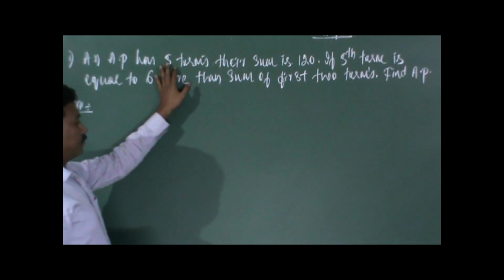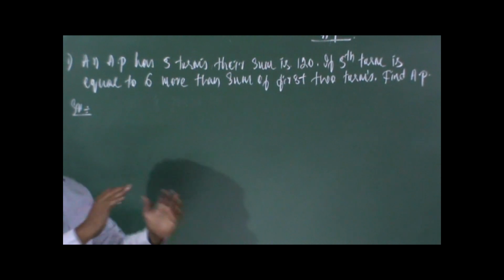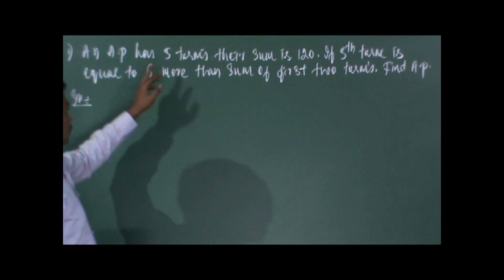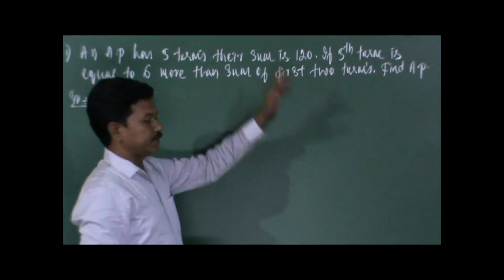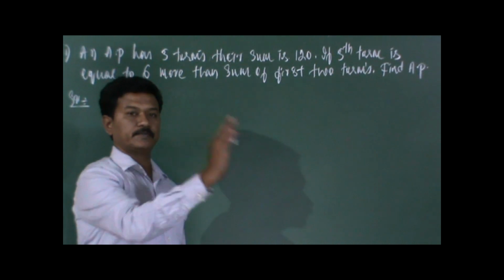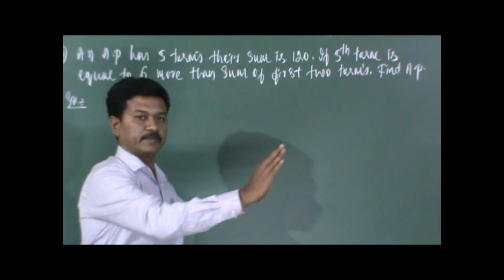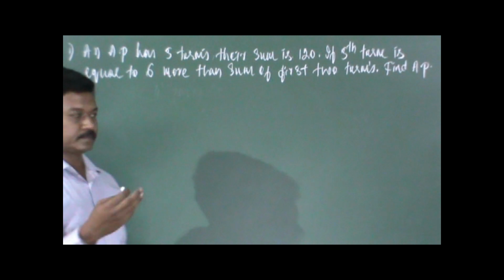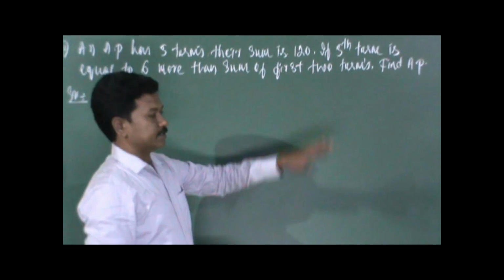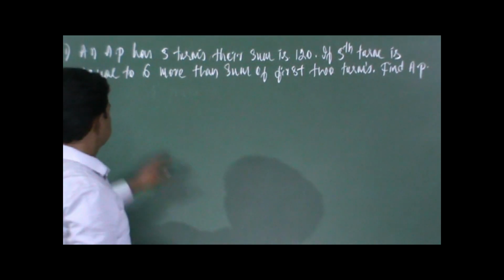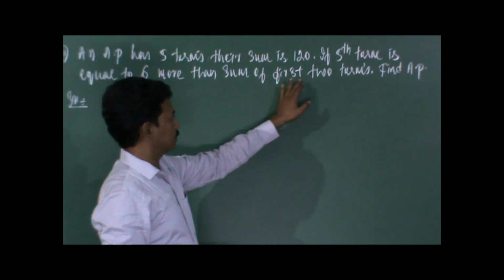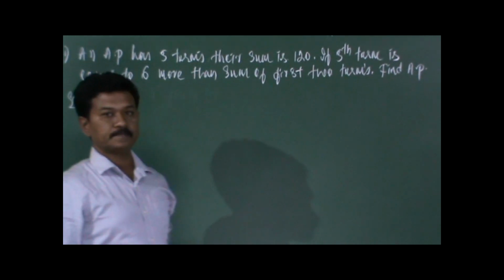An AP has 5 terms. So imagine an AP having 5 terms. It's a finite AP, so that their sum is 120. When you add all the 5 terms, starting from the first term, second, third, fourth and fifth terms, you are going to get the sum as 120. Here, if the fifth term is equal to 6 more than the sum of the first 2 terms, then you have to find the AP.